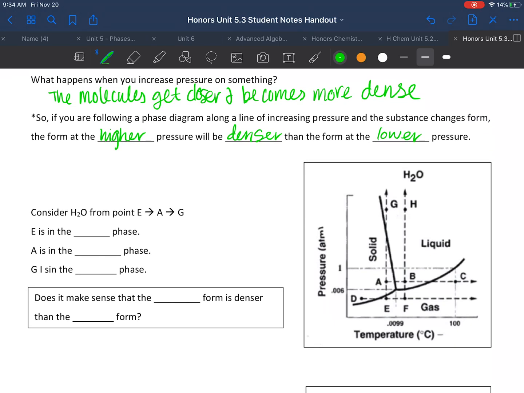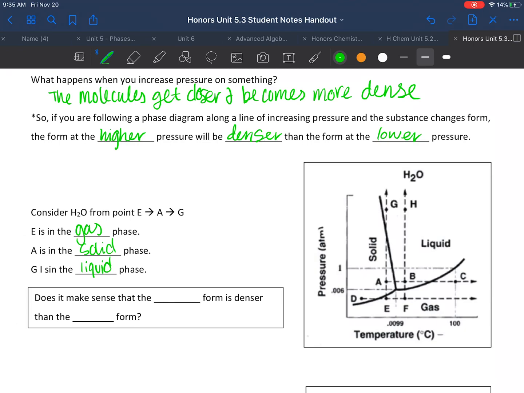Let's consider water, which I have to the right here. If we are going up this line, going from E to A to G, which is this line here, so we're increasing pressure across a line, what phase are we at in E? Well, that's gas. In A, we are in the solid phase. And lastly, we have G, and a wonderful typo here, I'll fix that before you guys get it. That is in the liquid phase.